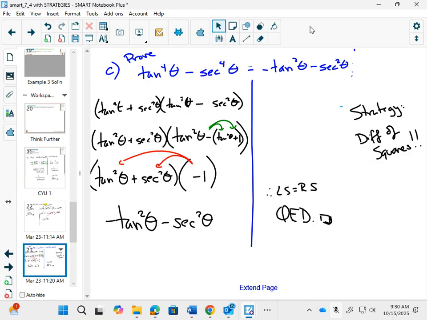Factoring this and using the Pythagorean identities makes this a lot quicker than changing to sine and cosine. Sine and cosine will still work. It might just take a couple of pages and some advanced factoring skills, which you probably don't want to use. So there are times where the Pythagorean identities make your life a lot easier.